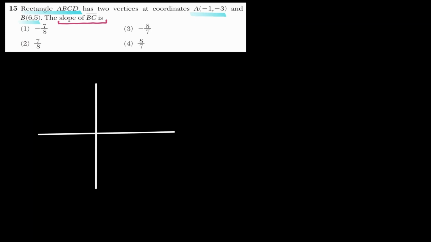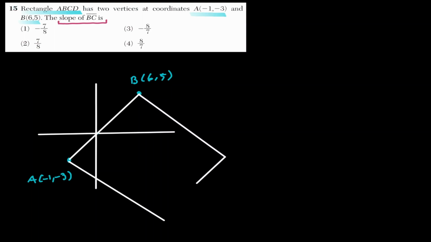So let's say that this is our x and our y axis. A is (-1, -3). That should be somewhere around here. B is (6, 5). So that should be somewhere around here. Now let me connect those dots. And because we're working with the rectangle ABCD, let me just create some rectangle. Well, let's follow the lettering. The name is ABCD. So if we go from A to B, then the next letter in this order will be C, and then the next letter will be D.